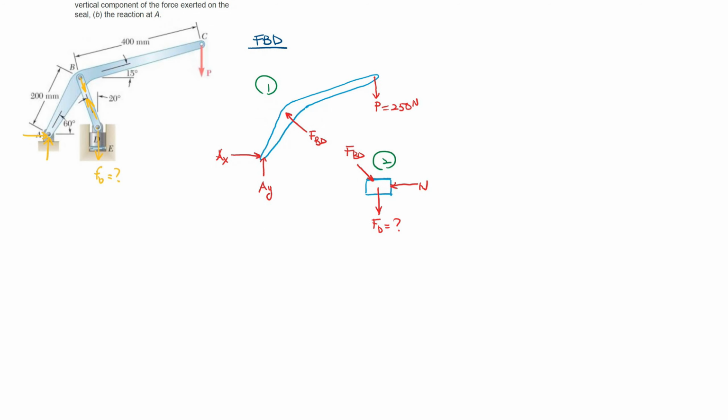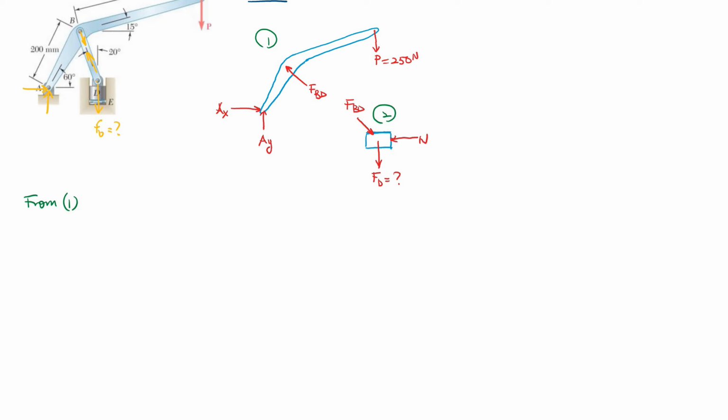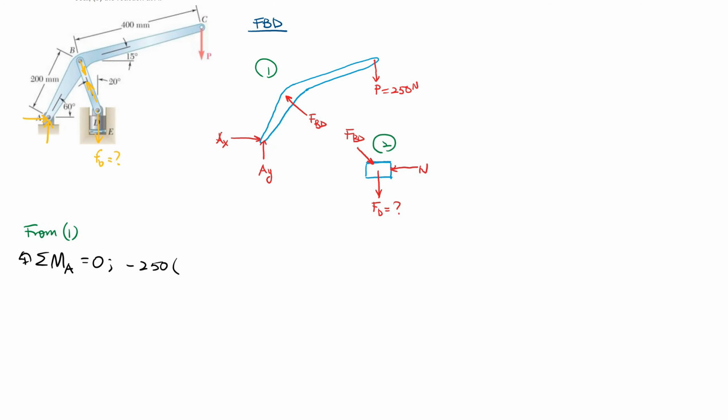So we'll say that starting from part 1, and I like to use black pen to write equations, so pardon me for that. So, sum of moments about A, right? If we sum moments about A, we are eliminating AX and AY. We don't worry about part 2 yet, just part 1. So sum of moments about A, we have negative 250 times the distance. If you're looking at it, it's going to be 400 cosine 15 degrees.